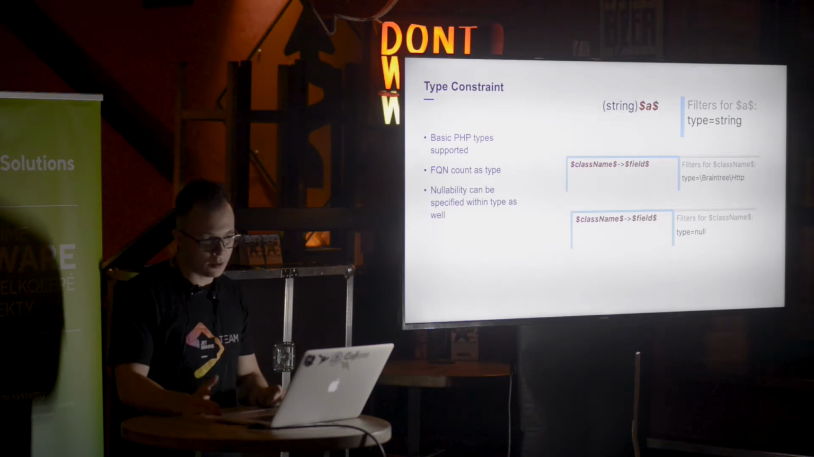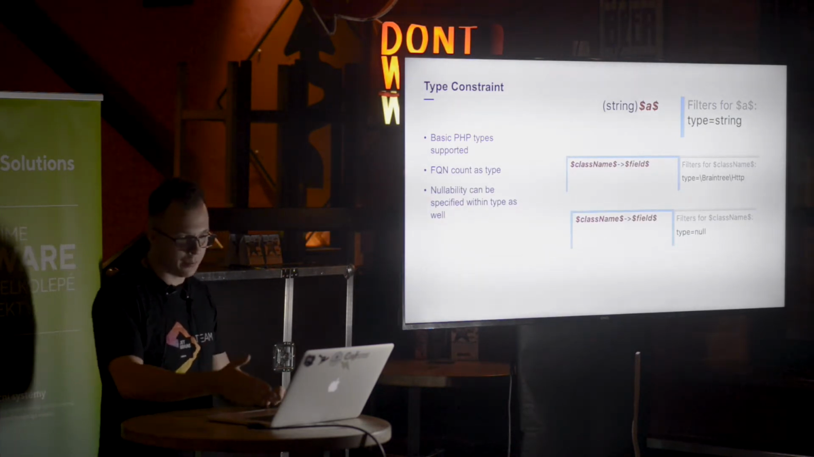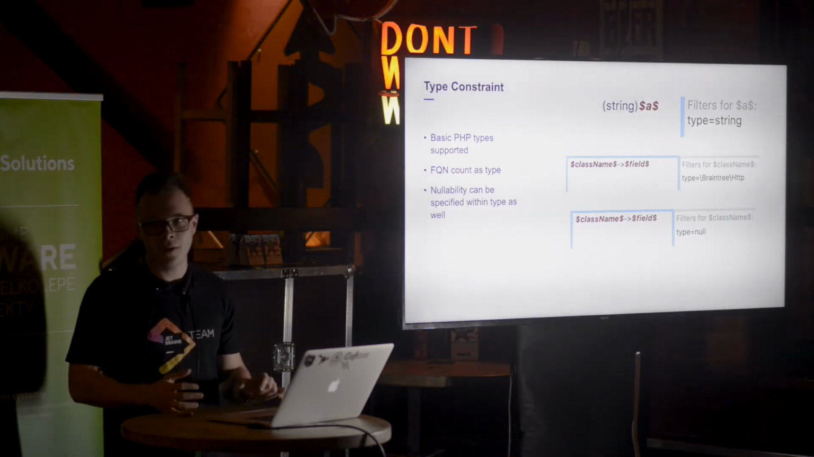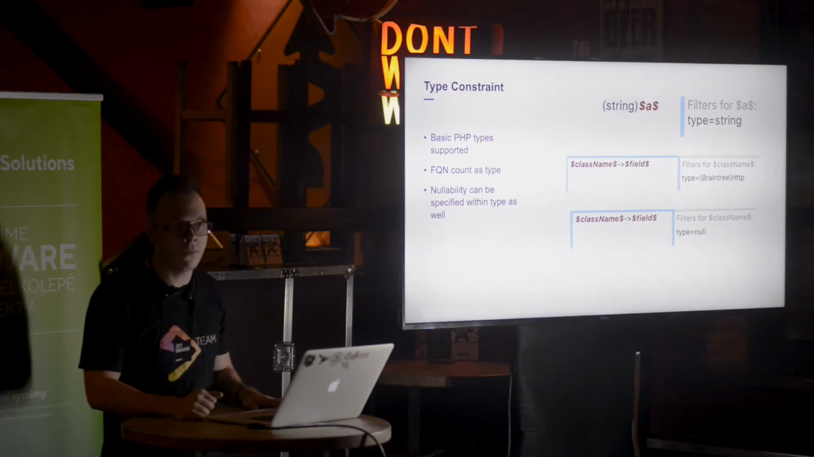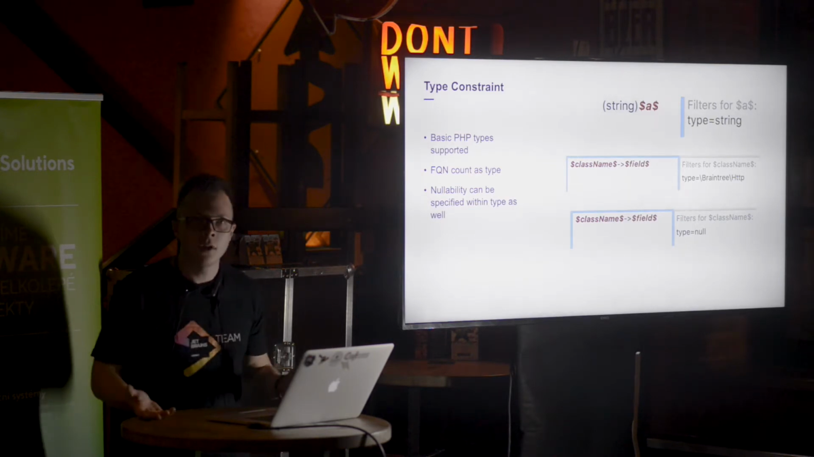And as I said earlier, nullability can be specified within type as well. So you can just write type equals null for a class and find all such expressions that play the role of a class reference that can potentially be null. And then we can do the check.